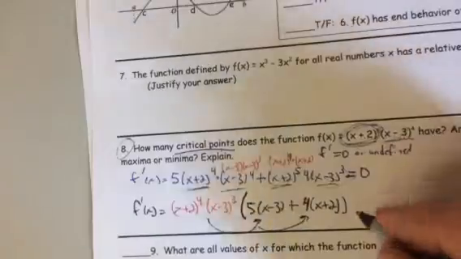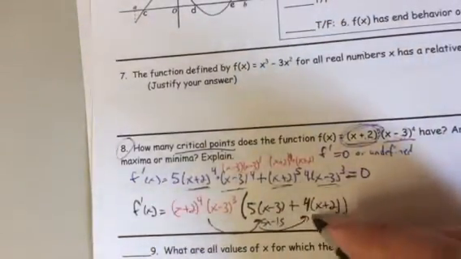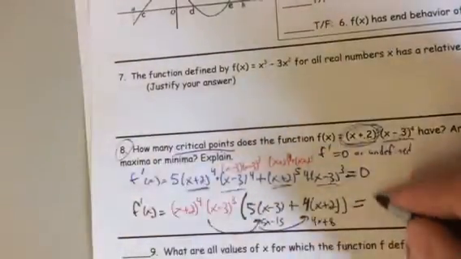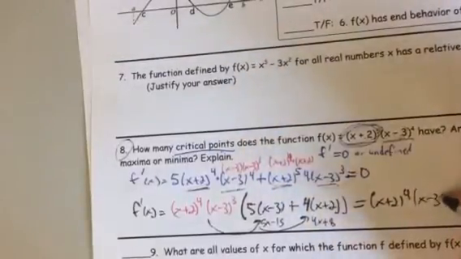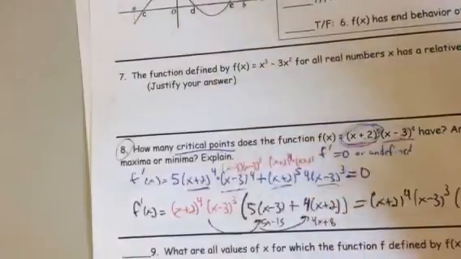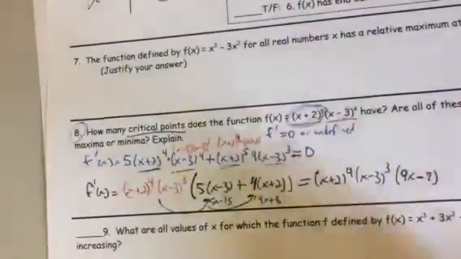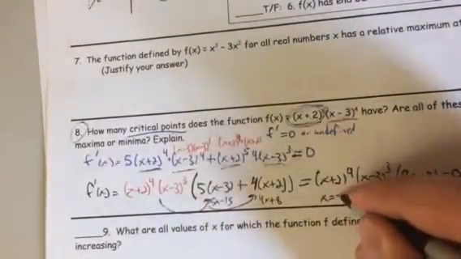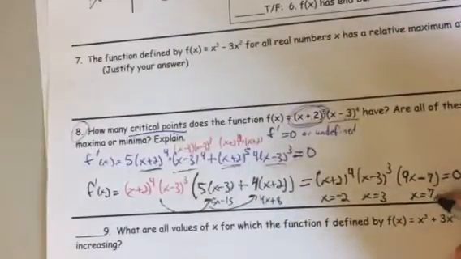And we can simplify this. 5 times x minus 3 is 5x minus 15. 4 times x plus 2 is 4x plus 8. And so this whole thing can be rewritten as x plus 2 to the 4th times x minus 3 to the 3rd times 5x plus 4x is 9x minus 7. And so where is this equal to 0? Well, it's equal to 0 when x is negative 2, when x is 3, and when x is 7/9.